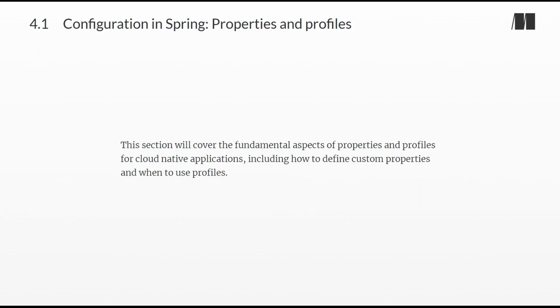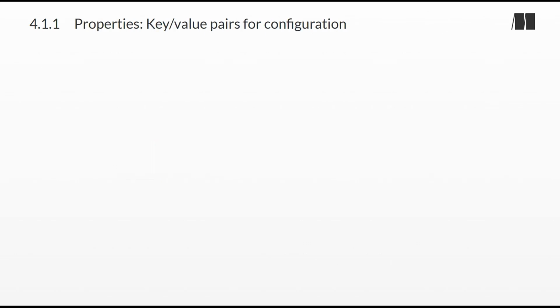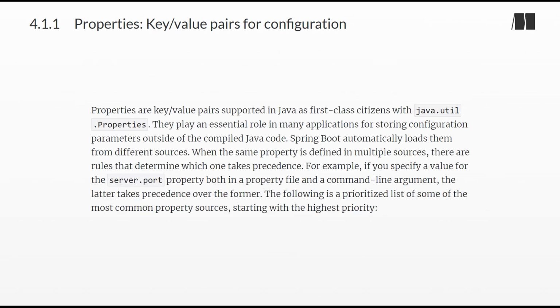This section will cover the fundamental aspects of properties and profiles for cloud-native applications, including how to define custom properties and when to use profiles. Section 4.1.1, Properties, Key Value Pairs for Configuration. Properties are key value pairs supported in Java as first-class citizens with java.util.Properties. They play an essential role in many applications for storing configuration parameters outside of the compiled Java code.